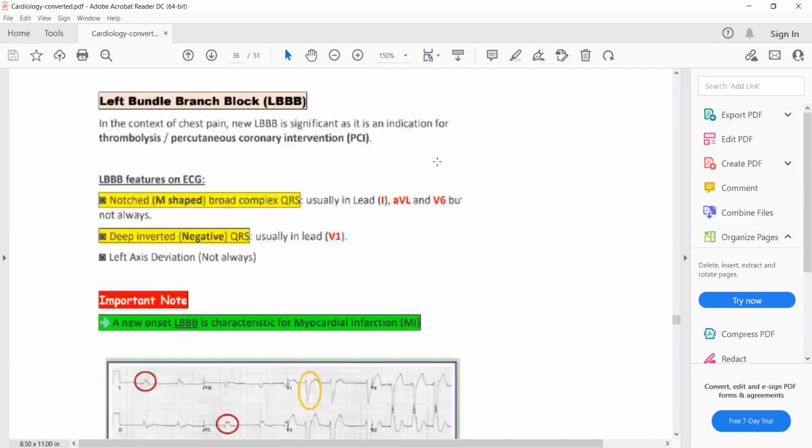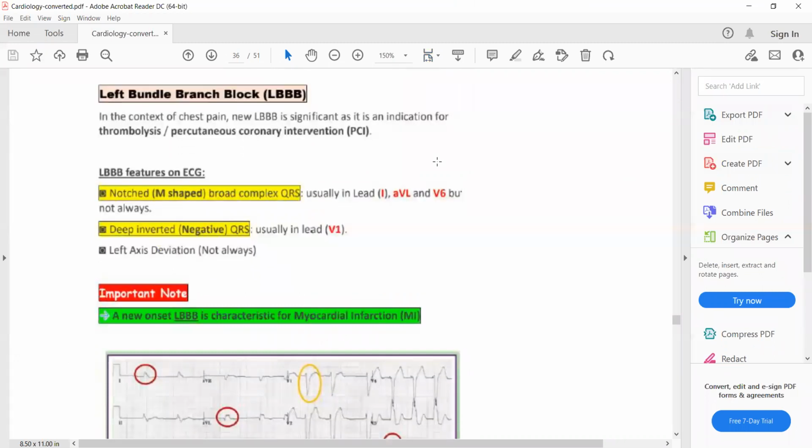Now our next topic is left bundle branch block. Remember that if there is a new onset left bundle branch block, a new left bundle branch block is equal to a myocardial infarction. The management of left bundle branch block will be the same as that of ST elevation MI. So a new left bundle branch block in any patient is equal to ST elevation MI.